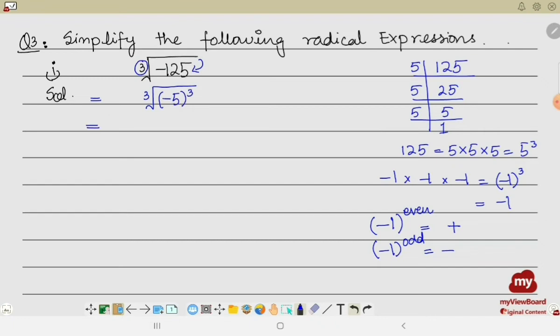Now this is the radical form. We can change it into exponential form. So minus 5 ka cube whole power 1 by 3. 3 and 3 get cancelled. So minus 5 is the answer. So the basic thing is that you have to see the index, the digit written outside, and make that same power inside.